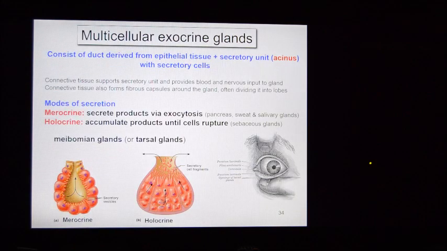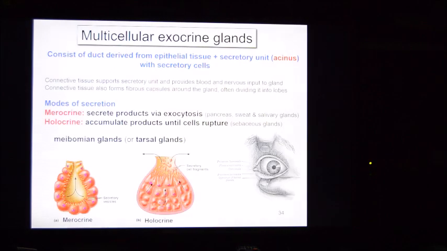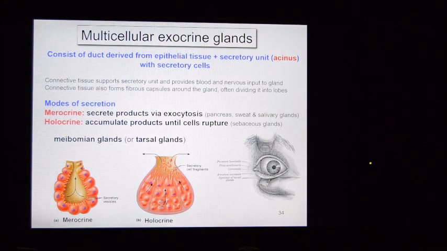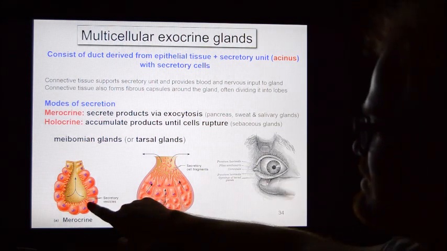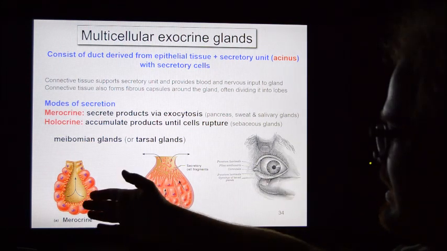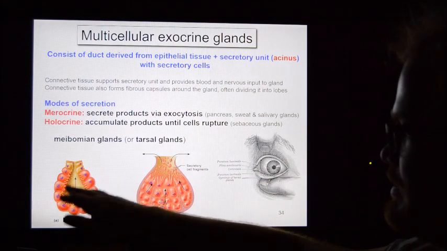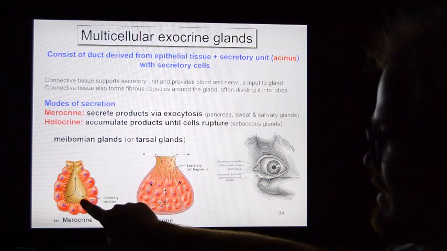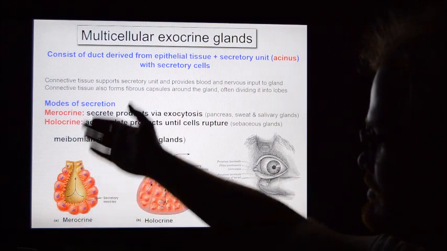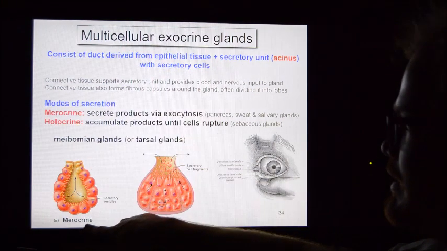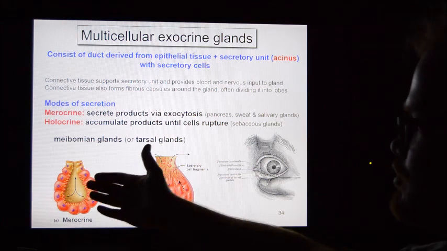And then there are two modes of secretion that are worthy of our consideration. These are merocrine versus holocrine secretions when it comes to exocrine glands. A merocrine secretion is where the cells produce a substance, release that substance via exocytosis, and then that exits through its duct. The cells remain intact. It's what I would consider a clean system. The cell makes something, it releases it into a chamber, which it can then leave via a duct. That's a merocrine secretion. Your sweat glands do this.